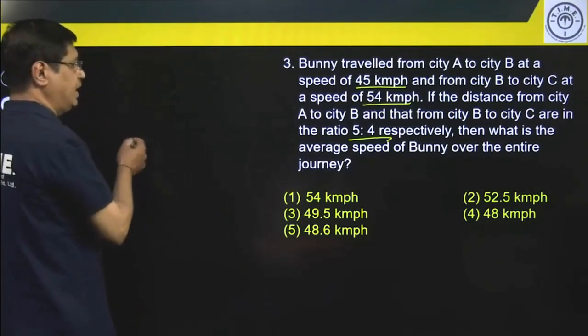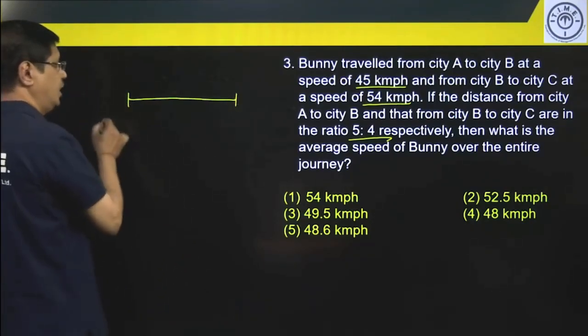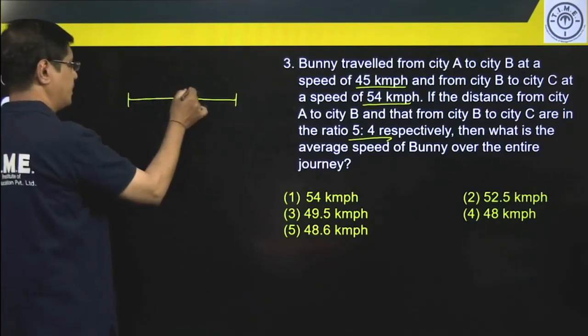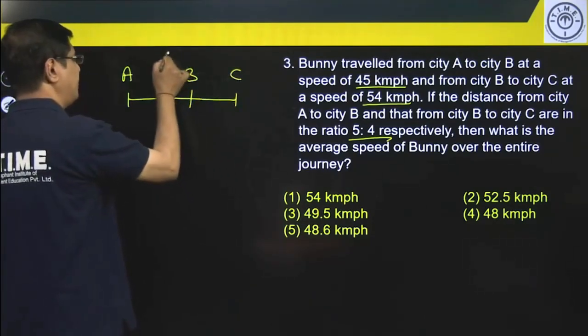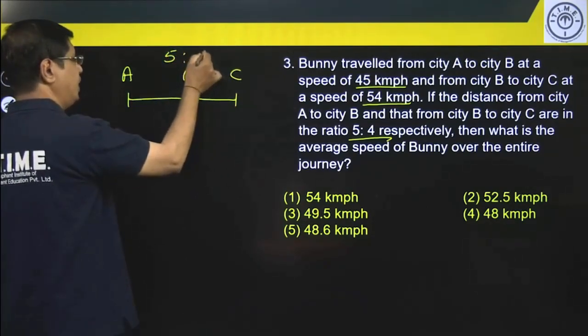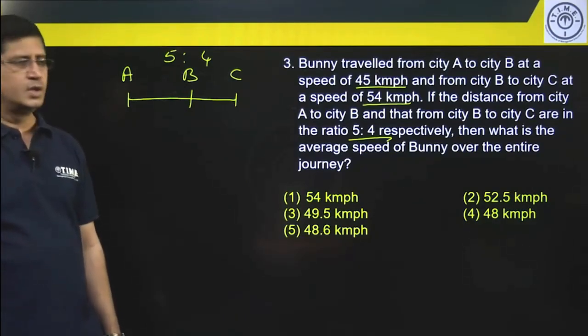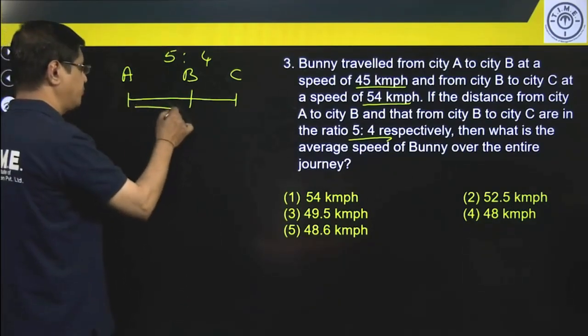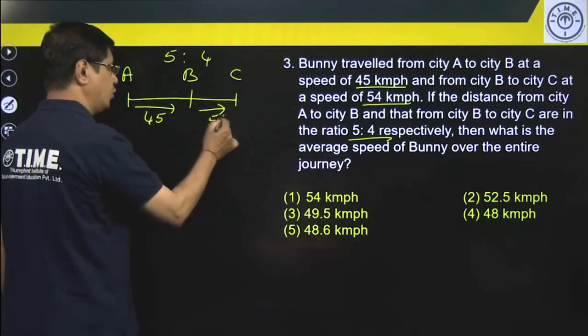A, B and C are the 3 cities. Now what about the ratio of the distances, A to B and B to C? The ratio is 5:4. The first part is covered with a speed of 45 km per hour, and the second part with 54 km per hour.